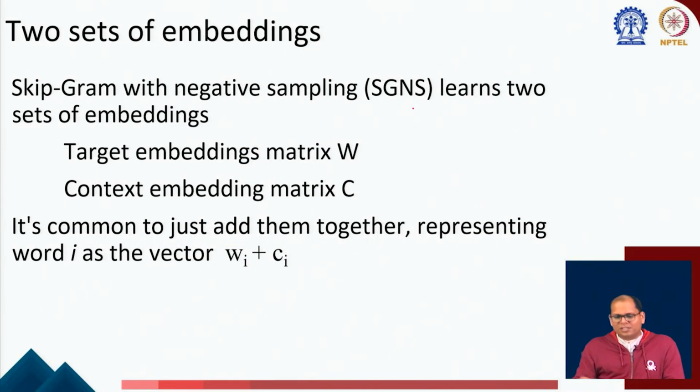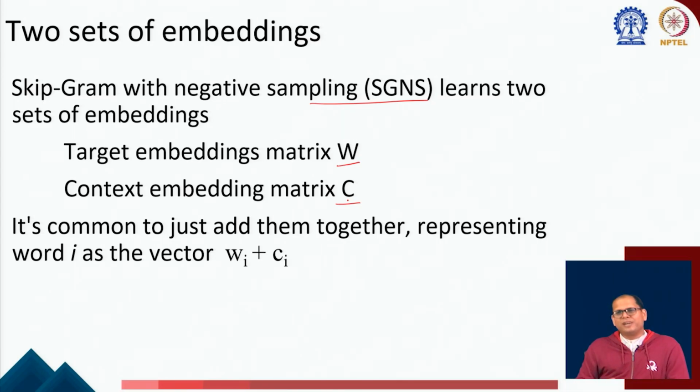Okay. So this is skip-gram and negative sampling that we have seen, or even the hierarchical softmax version. So we learned 2 different sets of embeddings: one is the target embedding and the other is the context embedding. So we were multiplying 2 vectors, one for the center word, one for the context word.